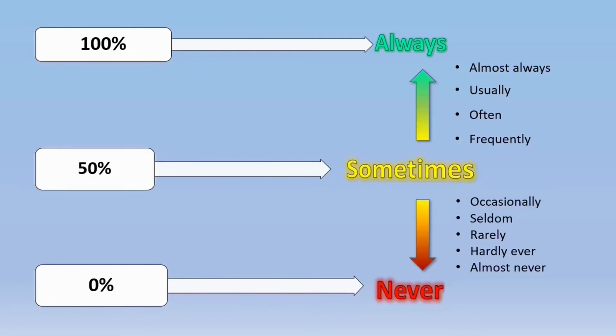Again, there are no set percentages for these words, but I like to think of them like this. Frequently is 50 to 60%. Often is 60 to 70%. Usually is 70 to 80%. And almost always, well, that's somewhere between 90 and 100%. Being able to use adverbs of frequency allows you to speak in a more colorful way and makes it much more interesting to have conversations.